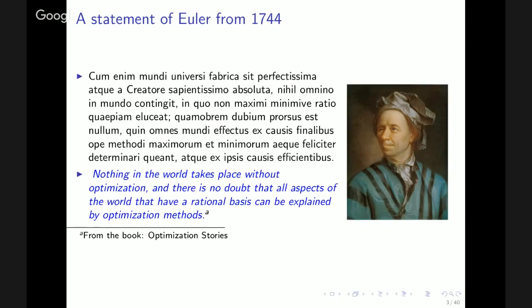Okay, so I'm dealing with optimization approaches for computer vision, and one might ask, why is this a good idea? And I think sometimes it's good to listen to old masters. And here you see Leonhard Euler. In 1744, he made the following statement. He said that nothing in the world takes place without optimization, and there is no doubt that all aspects of the world that have a rational basis can be explained by optimization methods. And so for me, this is good enough to say, okay, let's try to solve computer vision and image processing with optimization approaches.